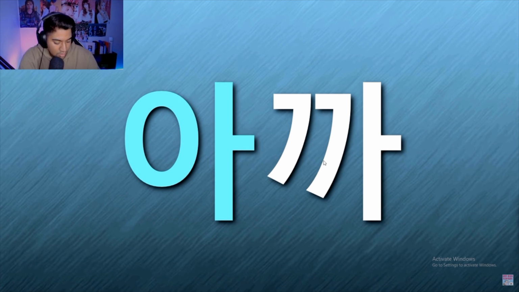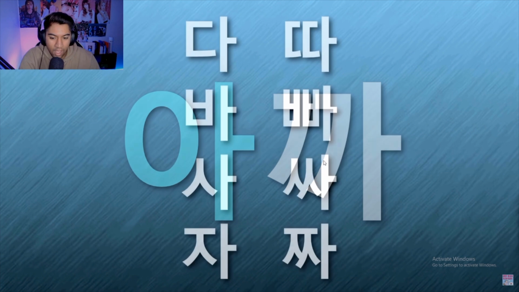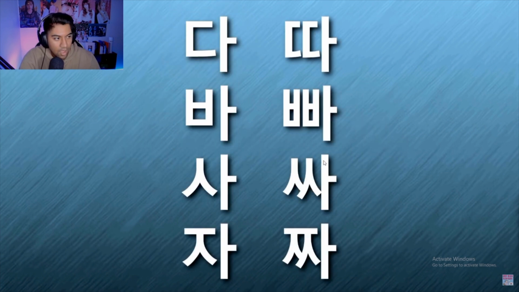Here are a few more examples of normal consonants and double consonants. Ta, ta. Da, ta. Pa, pa. Ba, pa. Sa, sa. Sa, sa. Cha, cha. Ja, cha.